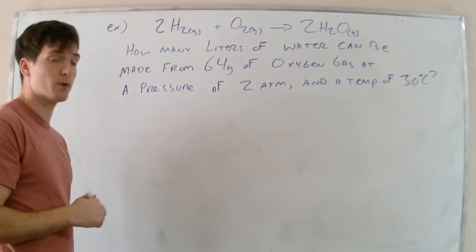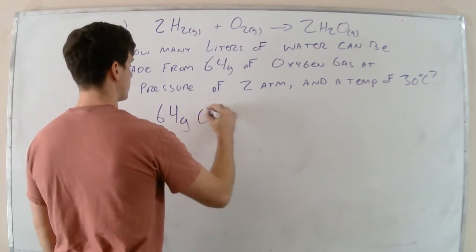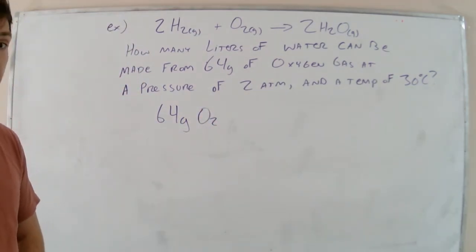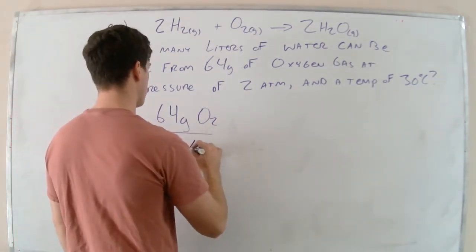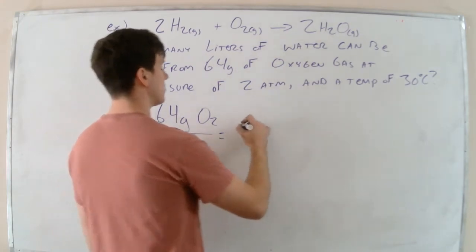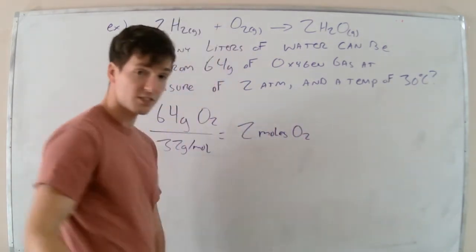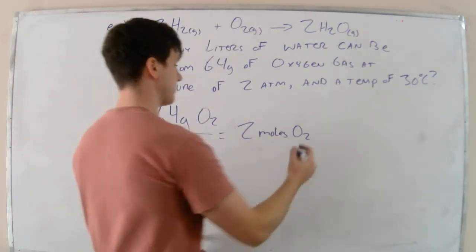So step 2, we're going from grams to moles, or whatever they give us to moles. In this case, they gave us 64 grams of oxygen gas. So we're going to get that to moles, which we divide by 32, the molar mass of oxygen. So we have 2 moles of O2. Step 2 is done. Step 3, mole ratio time.